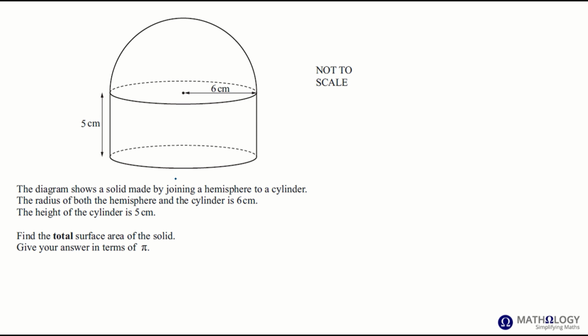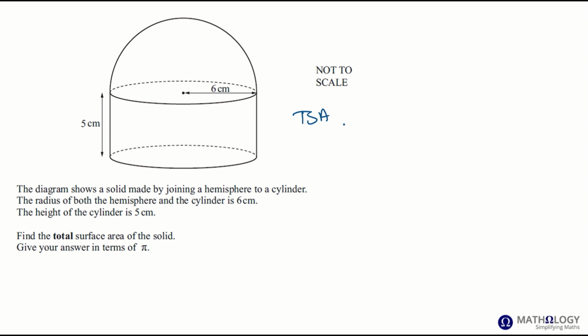The diagram shows a solid made by joining a hemisphere to a cylinder. The radius of both the hemisphere and the cylinder is 6 centimeters. The height of the cylinder is 5 centimeters. Find the total surface area of the solid. Okay, so again, we have a composite shape here. We have a hemisphere and a cylinder. So we're going to write down the total surface area of each individual solid, the cylinder and the hemisphere, and then we're going to determine an appropriate formula that describes the total surface area of this composite solid.